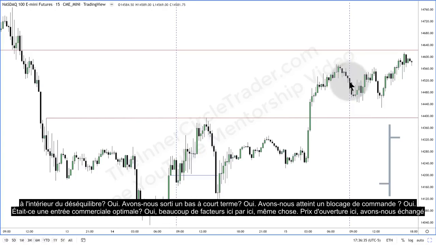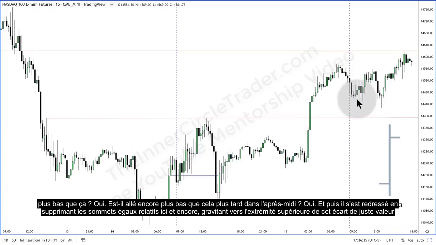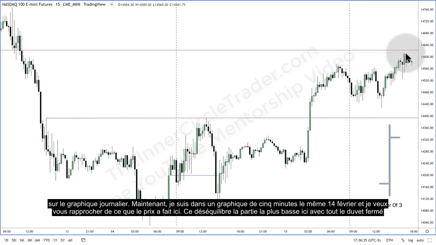Over here, same thing. Opening price here. Did we trade lower than that? Yes. Did it go even lower than that later on in the afternoon? Yes. And then it rallied, taking out the relative equal highs here. And again, gravitating towards that upper end of that fair value gap on the daily chart.